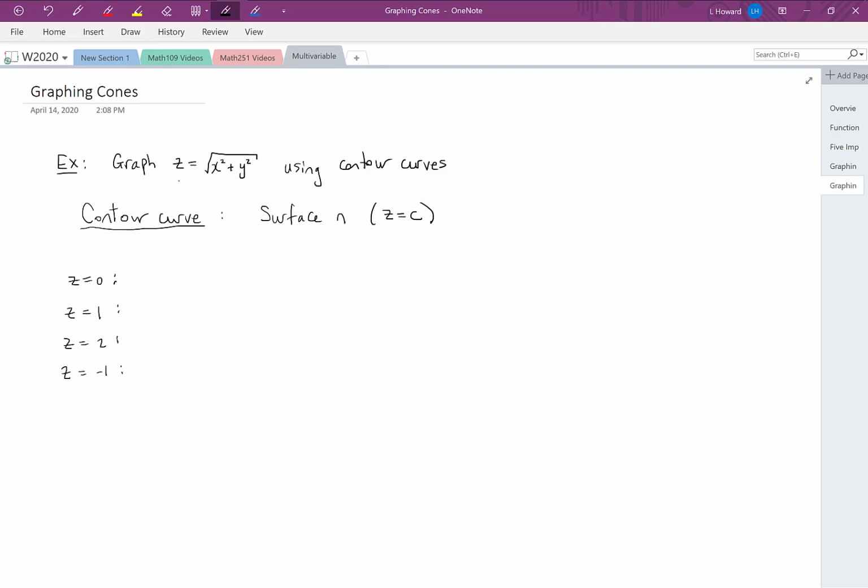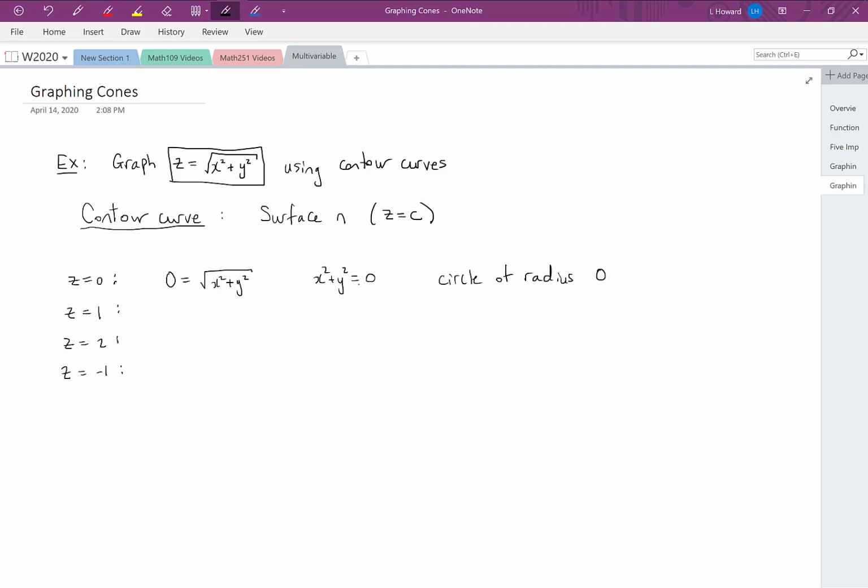Right, so let's try this for z equals 0. Plugging into the equation for our surface, we'd have 0 equals the square root of x squared plus y squared. That might look more familiar if we square both sides and write x squared plus y squared equals 0. In other words, that's a circle of radius 0. If we were talking about a curve in the xy plane, that would just look like the origin, the point (0, 0).